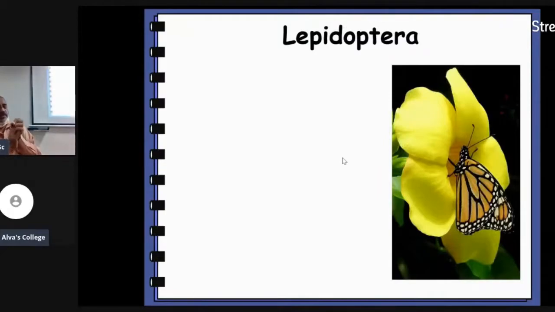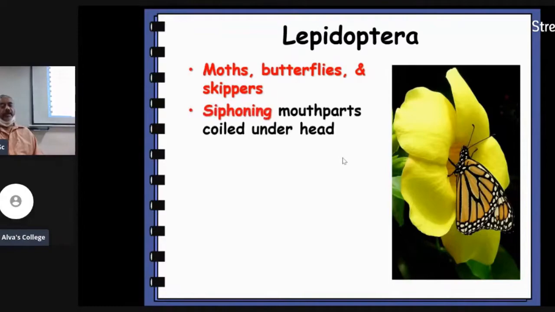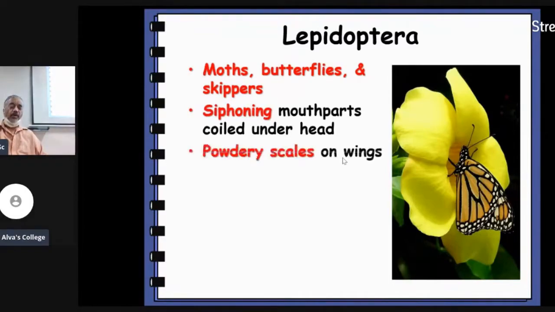Another interesting group of insects are the Lepidoptera. I'm sure you've heard this word, and you have also learned about butterflies and moths, so I would not like to repeat the same thing. Here the wings contain scales, and they have coiled, siphoning type of mouth parts by which they can drink the nectar from the flowers, and they have powdery scales on their wings.